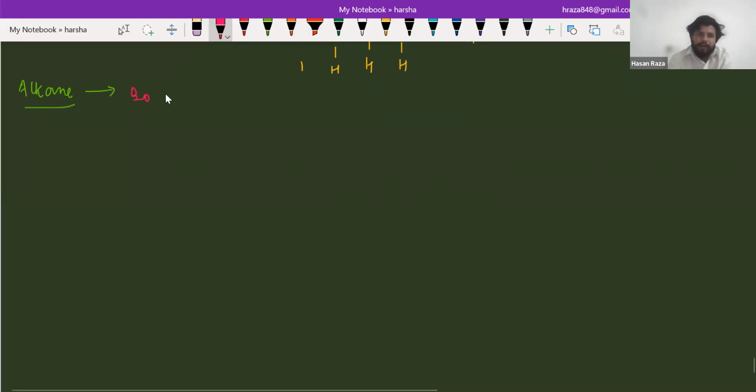Bond between carbon-carbon is single. If there is a compound and if it is saturated, then the bond between carbon-carbon should be single. Then it is an alkane.